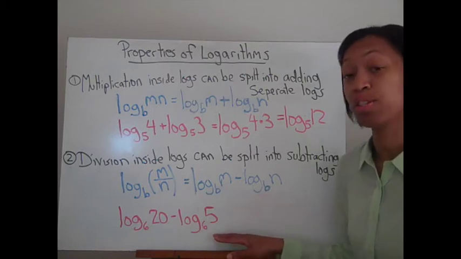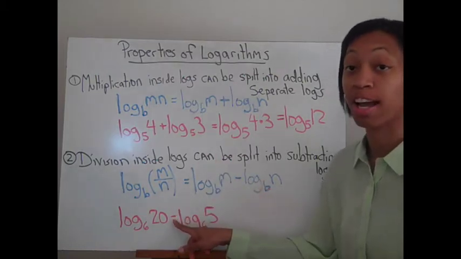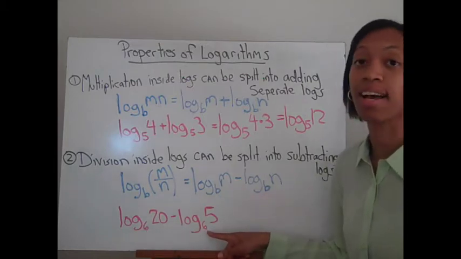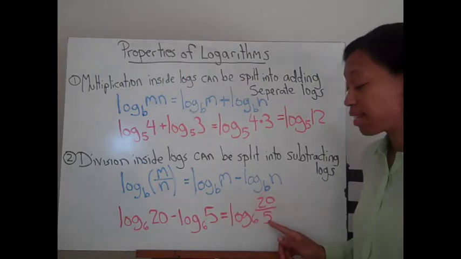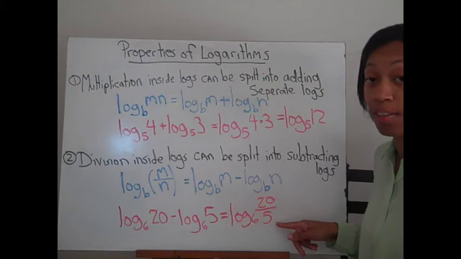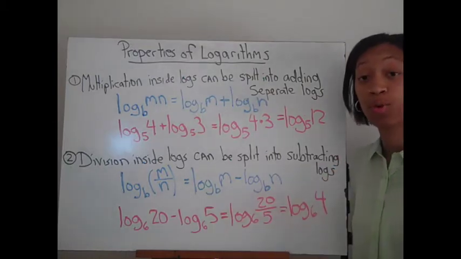So now, here's an example. If I have these 2 separate logs and I want to put them together, because there's a subtraction, I know I can make division. And because it has a 6 and a base 6, I know that these 2 will go together. So I combine this into 1 log, and I have log base 6 of 20 divided by 5, which is 4. Okay. Next rule.